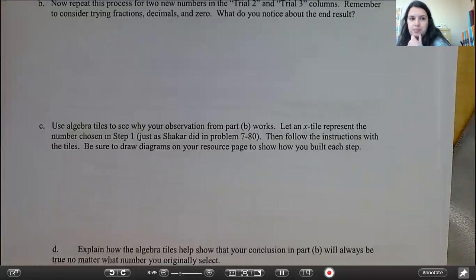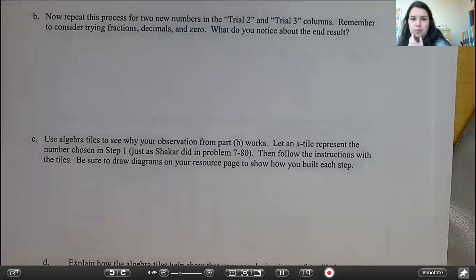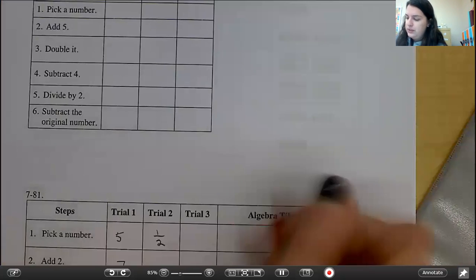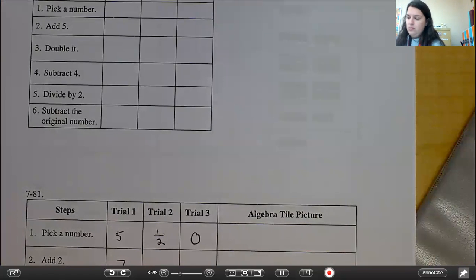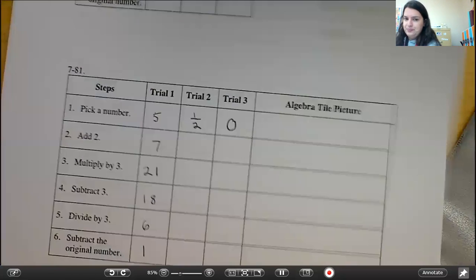Okay, let's look at B. B says, now repeat the process for 2 new numbers in trial 2 and trial 3 columns. Remember to consider trying fractions, decimals, and 0. What do you notice about the end result? So what I would like you to do, I'm going to give you the 2 numbers I want you to try. I want you to try half and 0. So go ahead and fill that out.